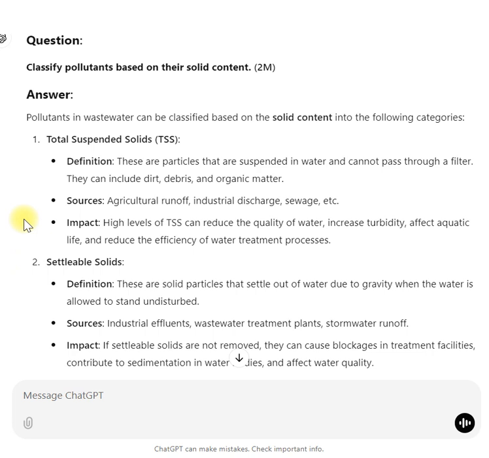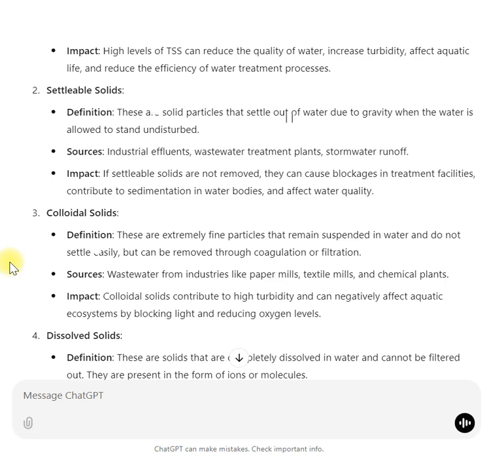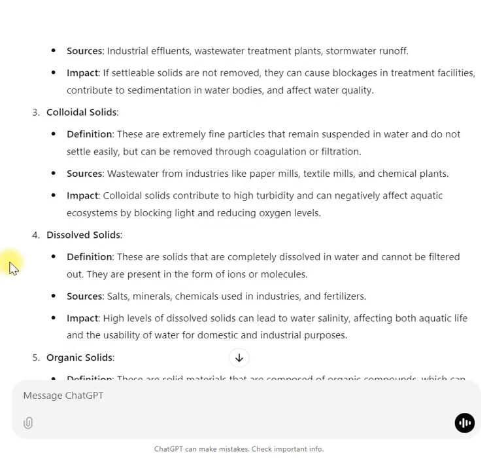Sources: industrial effluents, wastewater treatment plants, stormwater runoff. Impact: if settleable solids are not removed, they can cause blockages in treatment facilities, contribute to sedimentation in water bodies, and affect water quality.